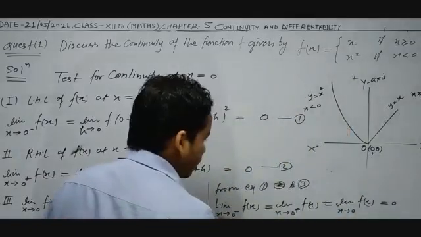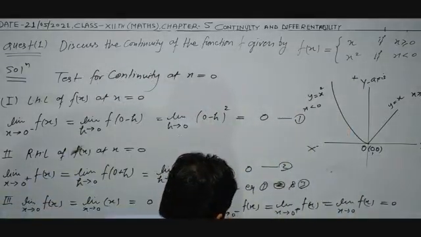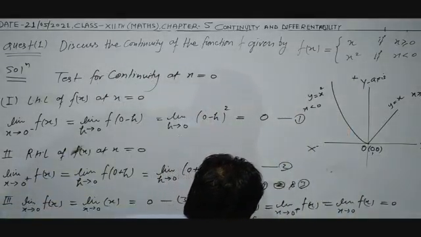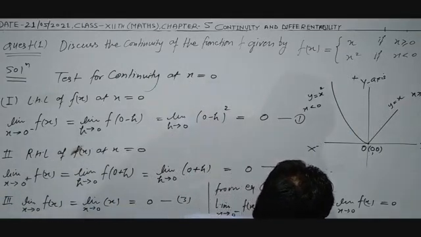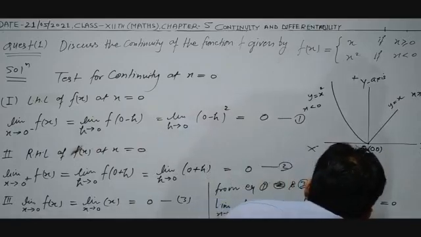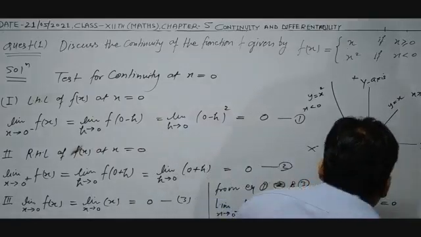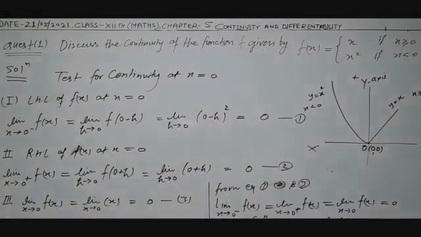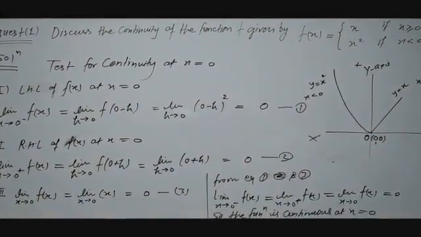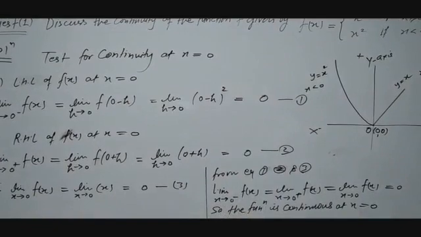So the function is continuous at x is equal to 0. So this is the condition verified. So the function is continuous at x is equal to 0. So this is the answer.